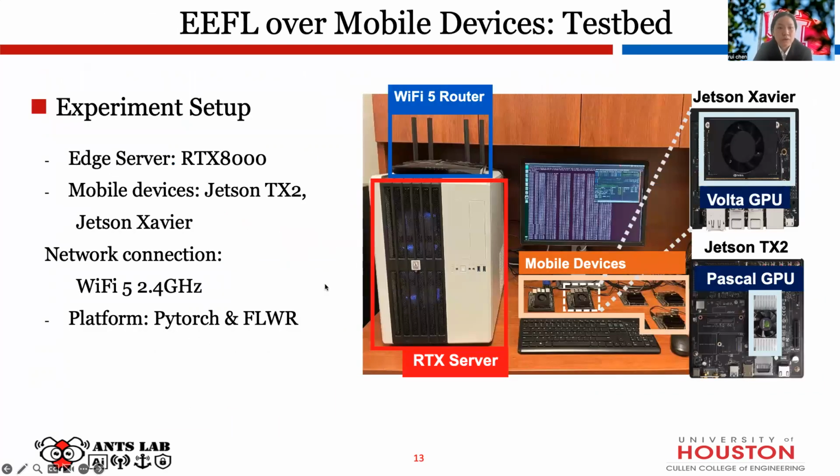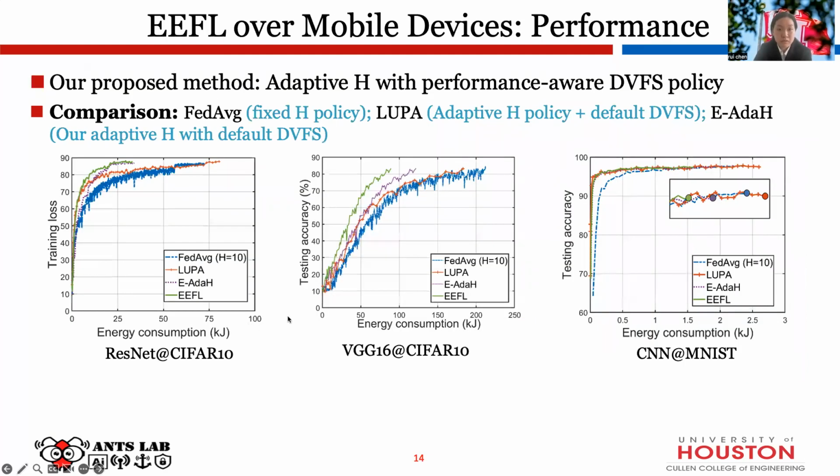And here is our experiment setup. We build an in-lab testbed to evaluate the performance of our proposed methods. The RTX 8000 serves as the federated aggregator, and we consider two different types of mobile devices to do the on-device training. Also, we consider a Wi-Fi 5 network setting. And here is the experiment result.